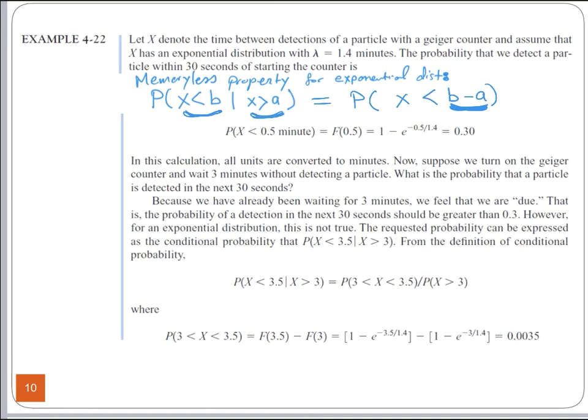Let x denote the time between detections of a particle with a Geiger counter, and assume that x has an exponential distribution with lambda equal to 1.4 minutes. So don't forget, lambda is equal to 1.4 minutes. I think this is wrong. It should be, the lambda is always number of occurrences per minute. Don't forget that this is the same as the lambda of the Poisson, as we discussed, that's the relation between exponential and Poisson. So it should be lambda equal to 1.4 per minute, right? So lambda is equal to 1.4 arrivals per minute, okay?